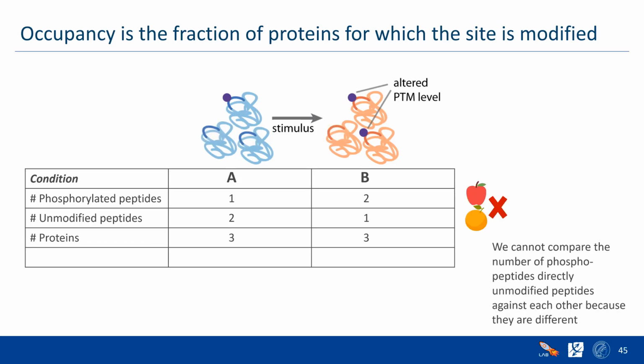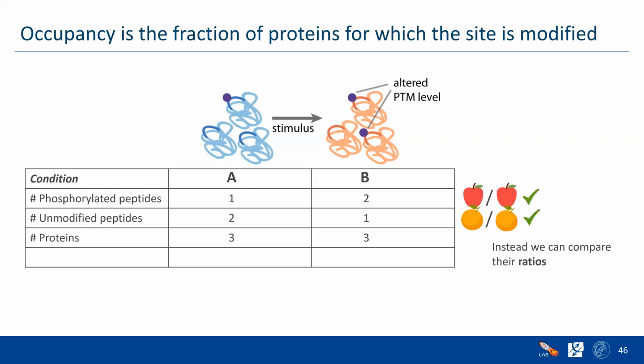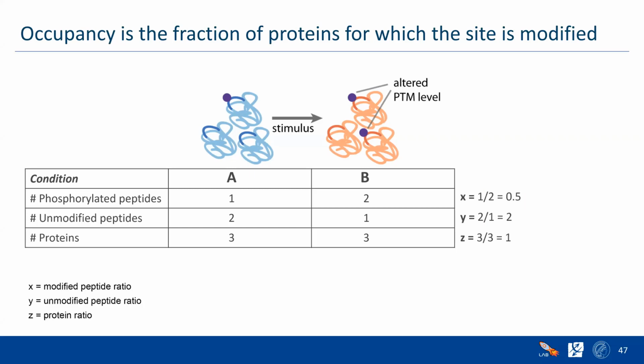So the question is, can we really directly compare phosphorylated peptides against unphosphorylated peptides? I already put the answer there: we cannot, because phosphorylated peptides differ, for instance in flyability on the mass spectrometry instrument. The phosphate group changes the physical properties. So instead of comparing them against each other, we can compare their ratios. We need the modified peptide ratio, the unmodified peptide ratio, and also the protein ratio.